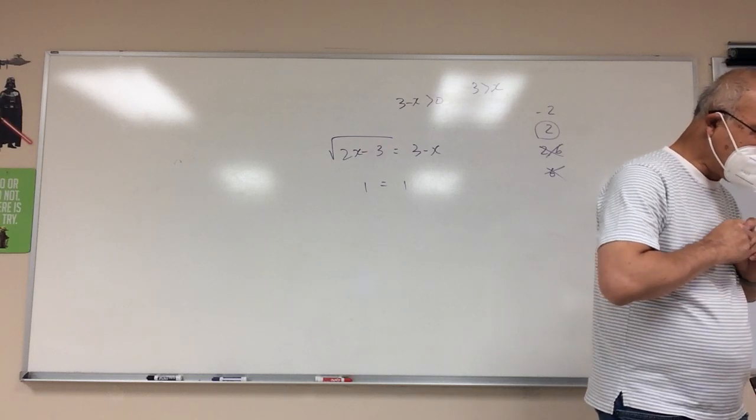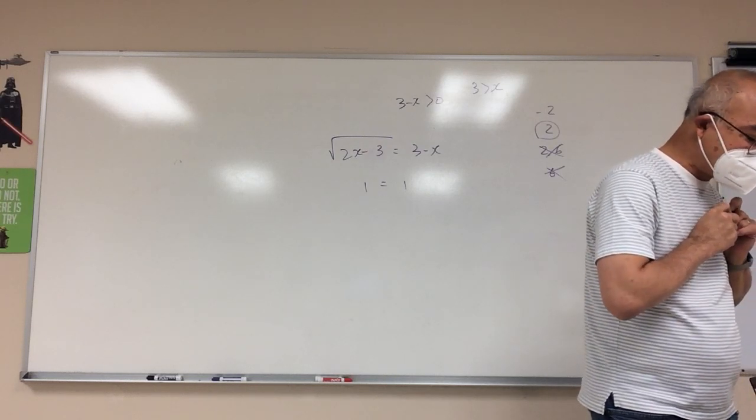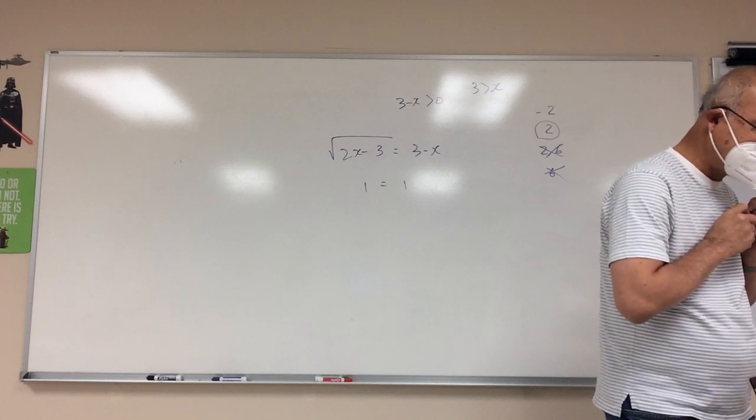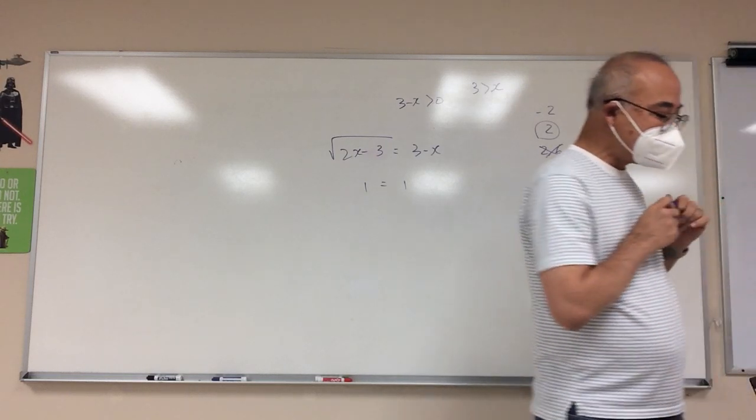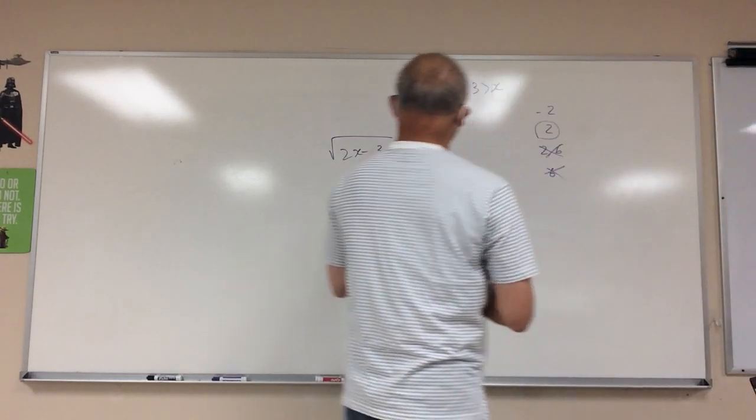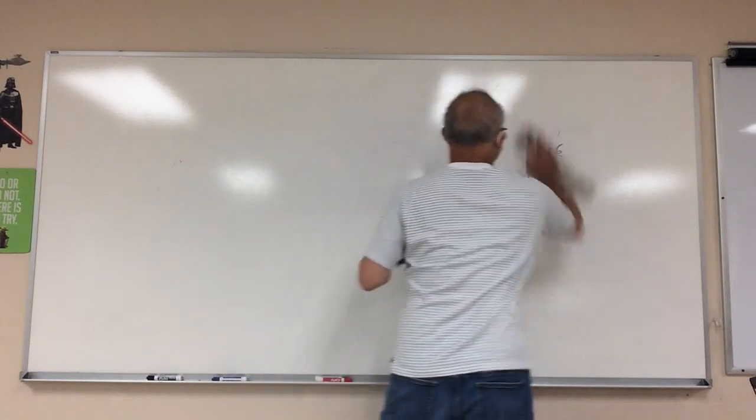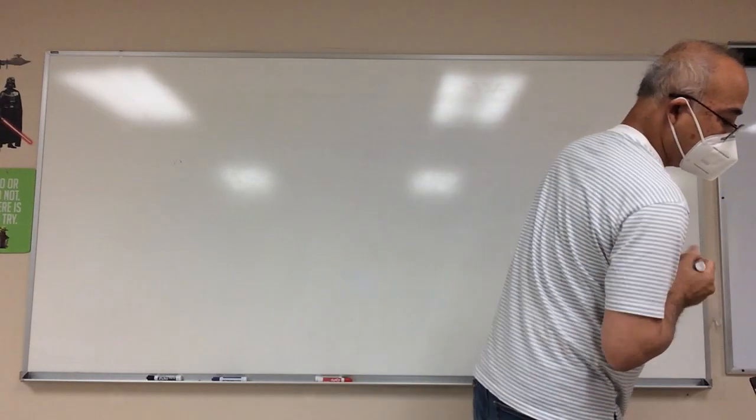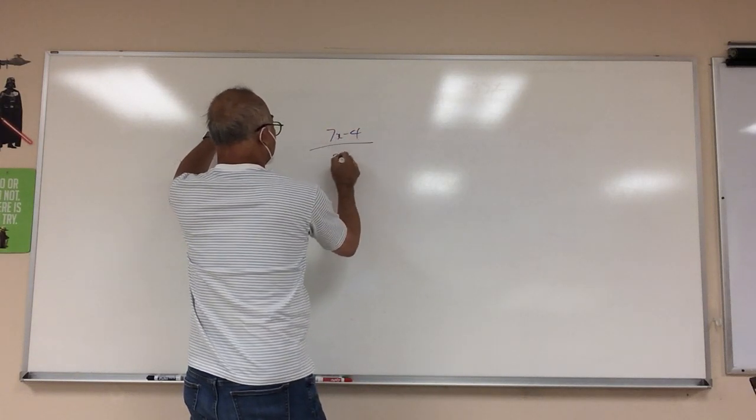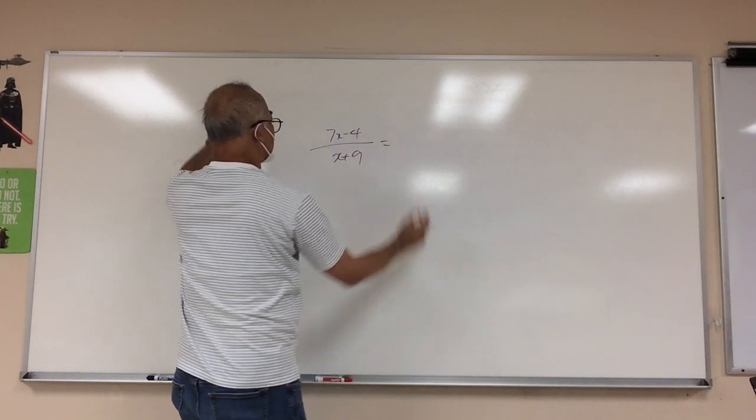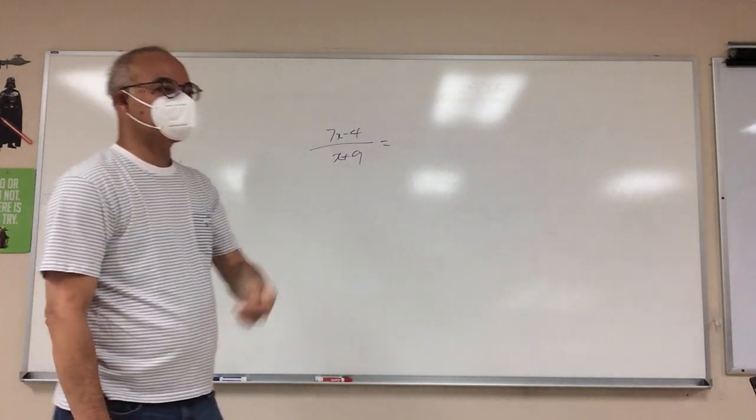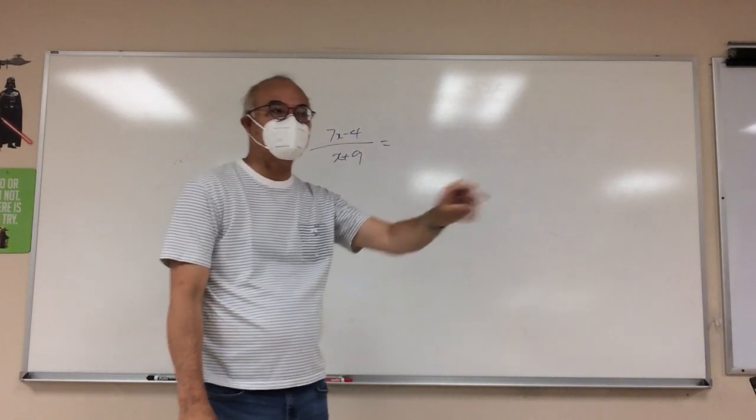And number 13. Which of the following is equivalent to the expression that 7x minus 4x plus 9? What? How would you do this? Let's step aside from the SAT. How would you do it?